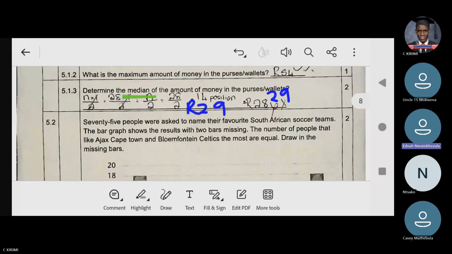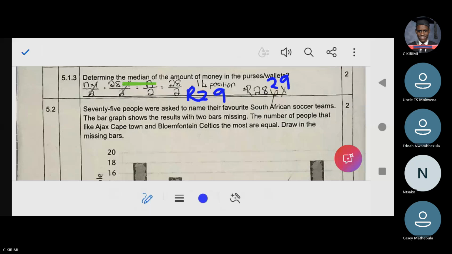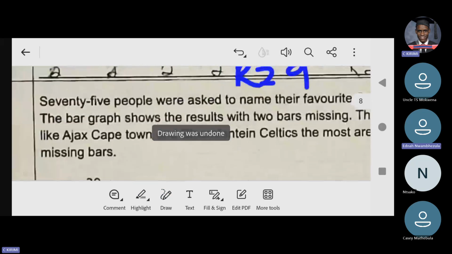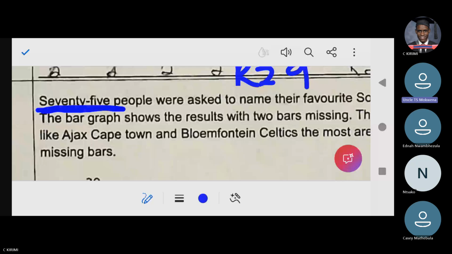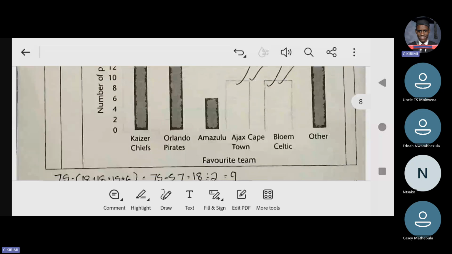All right. Then for 5.2, it's saying 75 people were asked to name their favorite South African soccer teams. The bar graph shows the results with 2 bars missing. The number of people that like Ajax Cape Town and Bloemfontein Celtic the most are equal. You are drawing the missing bars. So what hint were you given? The supporters are equal. And how many people were asked? 75. You were told that they are equal, isn't it? Yes.